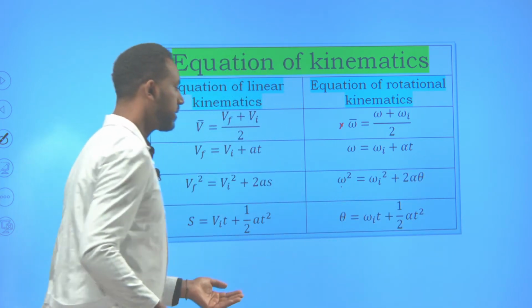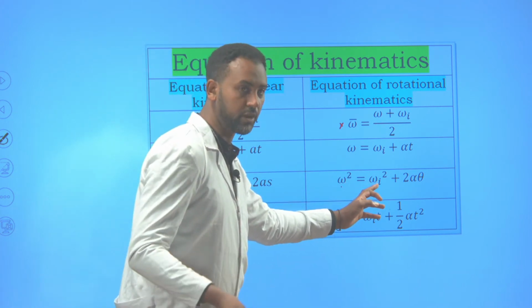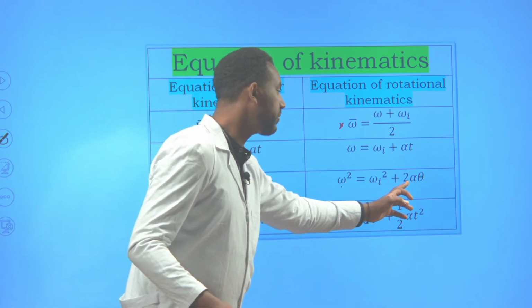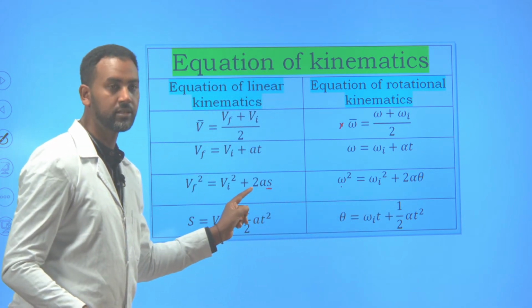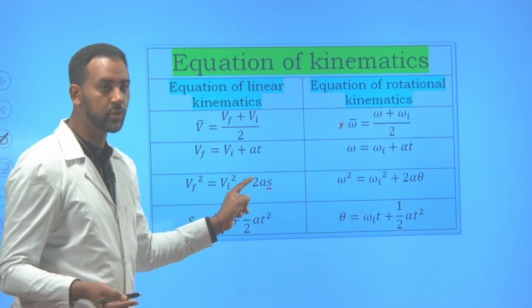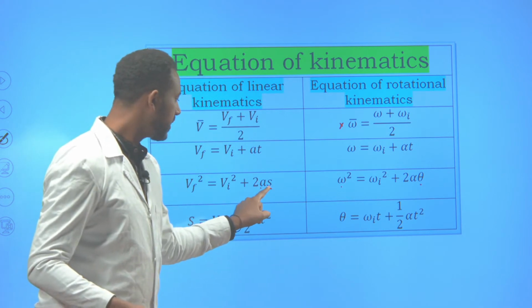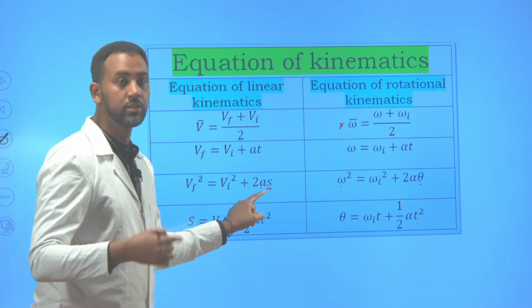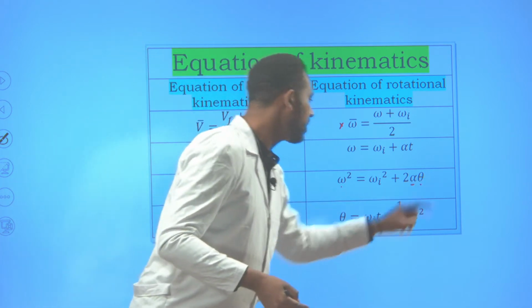Here also, the final angular velocity squared is equal to the initial angular velocity squared plus twice alpha times theta. In this case, here we do have s, the linear displacement. The analogy of linear displacement in rotational motion is angular displacement. Here you have a linear acceleration. The analogous term in rotational motion is angular acceleration.